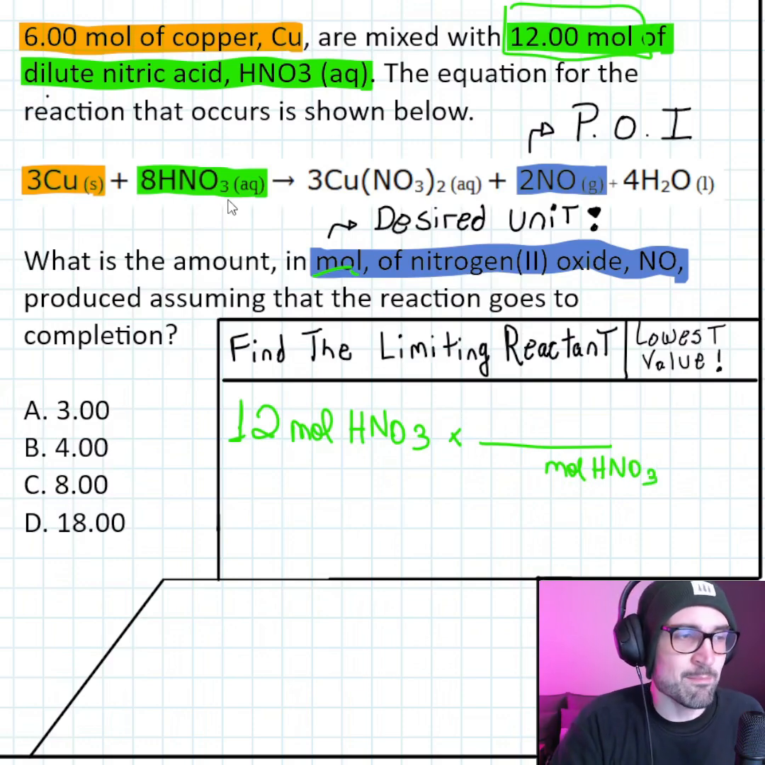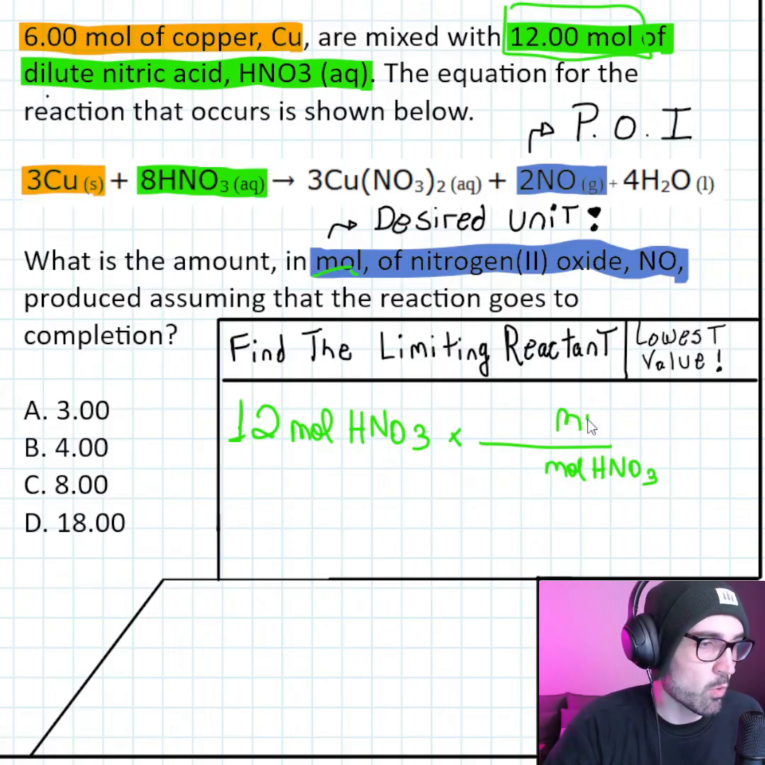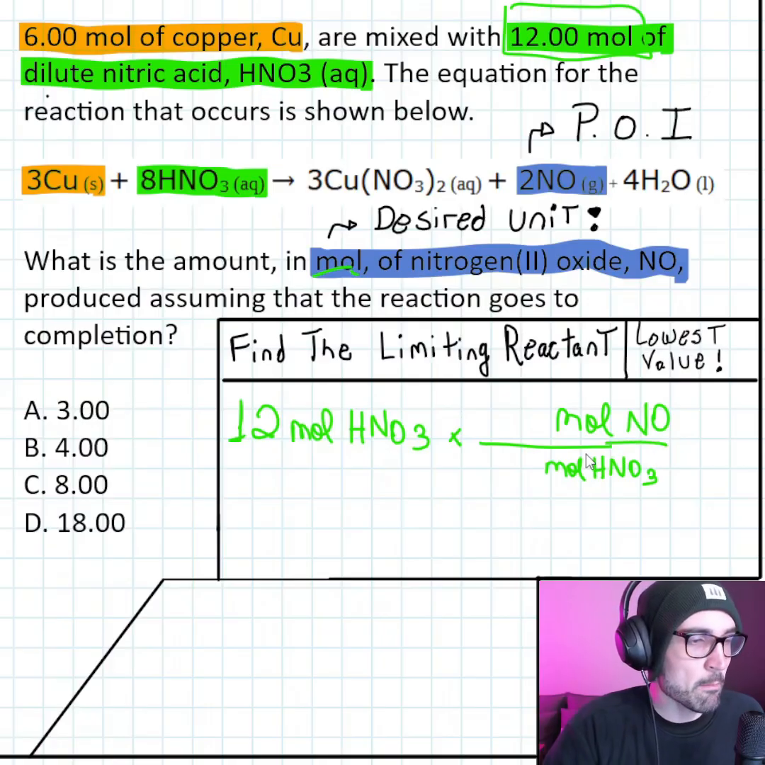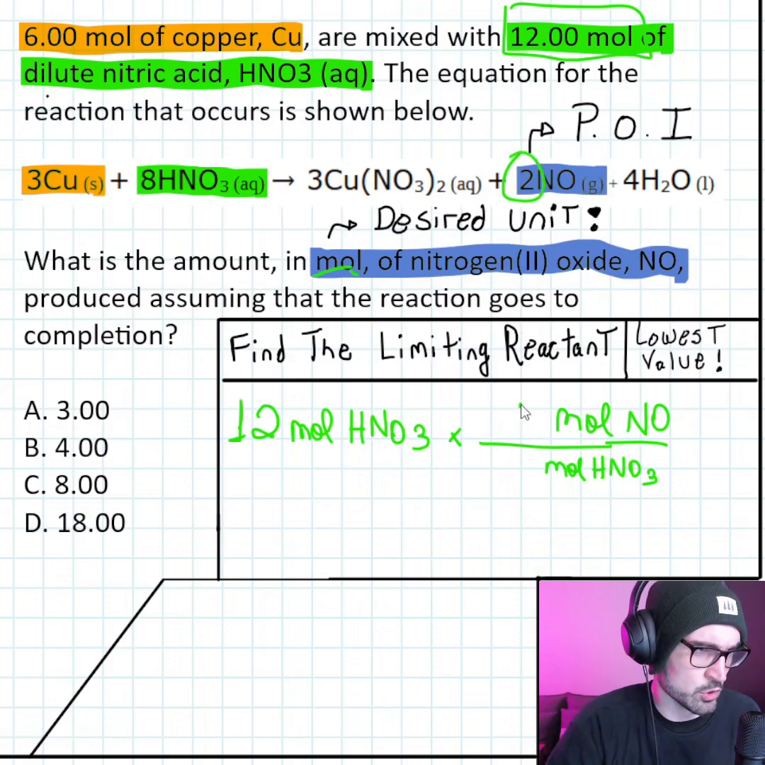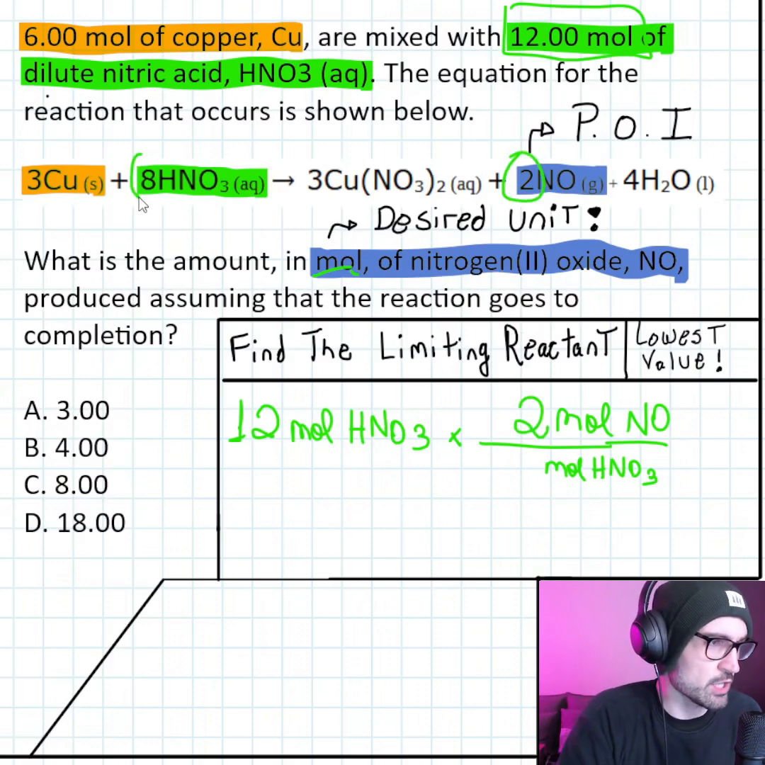If the question wanted mass, we would need the molar mass of the reactants and the product. But the question wants the moles. So for that, you are going to use the coefficients of the equation. So what is it that we want? We want moles of NO, of nitrogen oxide. When you're doing a mole to mole conversion, all you have to do is, assuming your equation is correctly balanced, you use the coefficients. So what is the coefficient of NO? 2. What is the coefficient of HNO3?